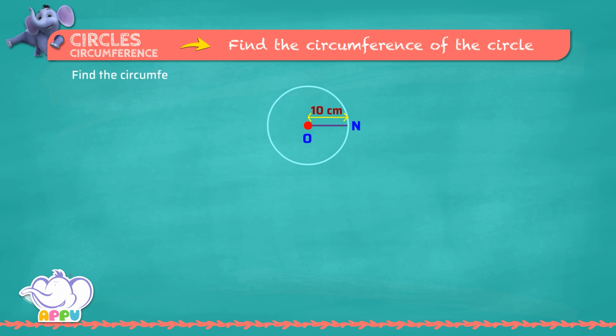Find the circumference of the circle. Use pi equals 3.14.